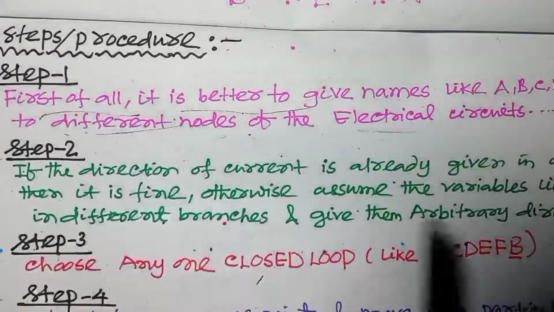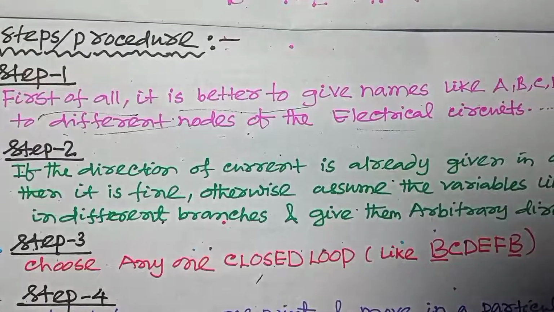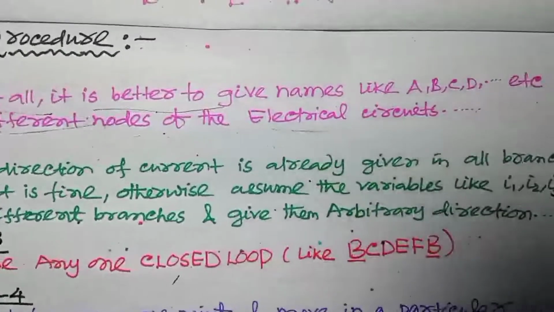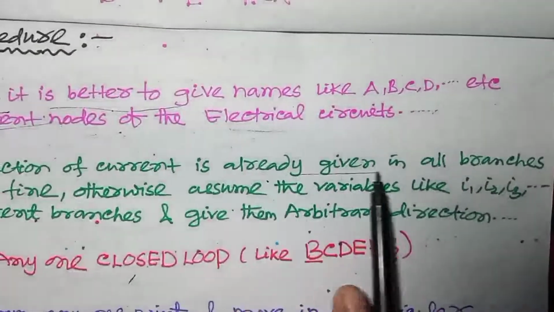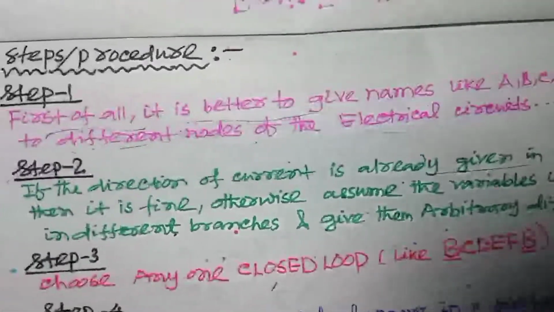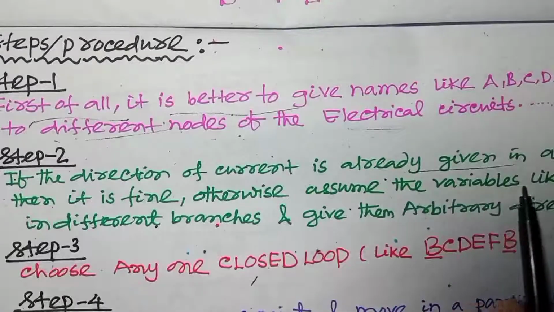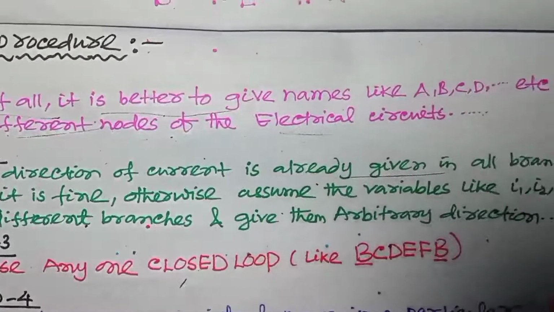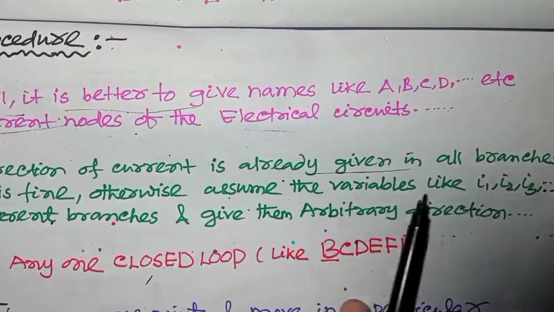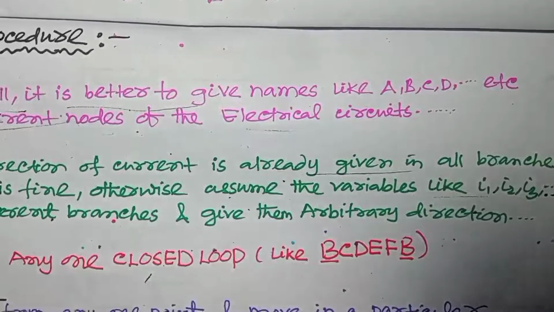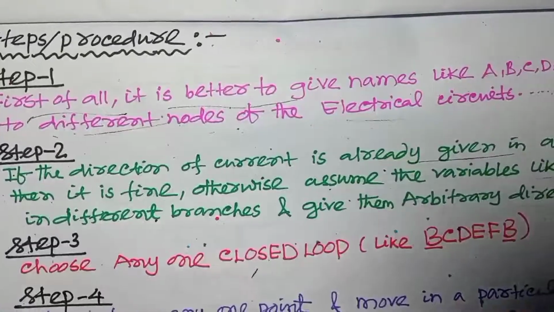Then in step number 2, if the direction of current is already given in all branches, then it is fine. Otherwise you have to assume the variables like I1, I2, I3, etc. in different branches and give them arbitrary direction. Okay.